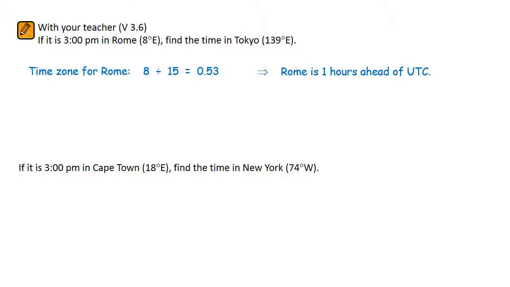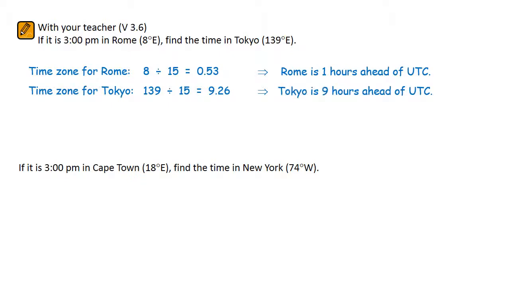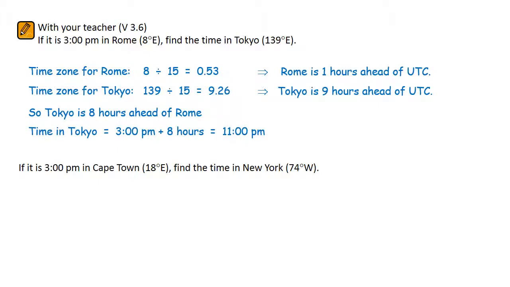To find Tokyo's time zone, divide its longitude by 15 and we'll round down to find that Tokyo is 9 hours ahead of UTC. This means that the time zone difference will find Tokyo 8 hours ahead of Rome. So the time in Tokyo will be 3 p.m. plus 8 hours, that's 11 p.m.